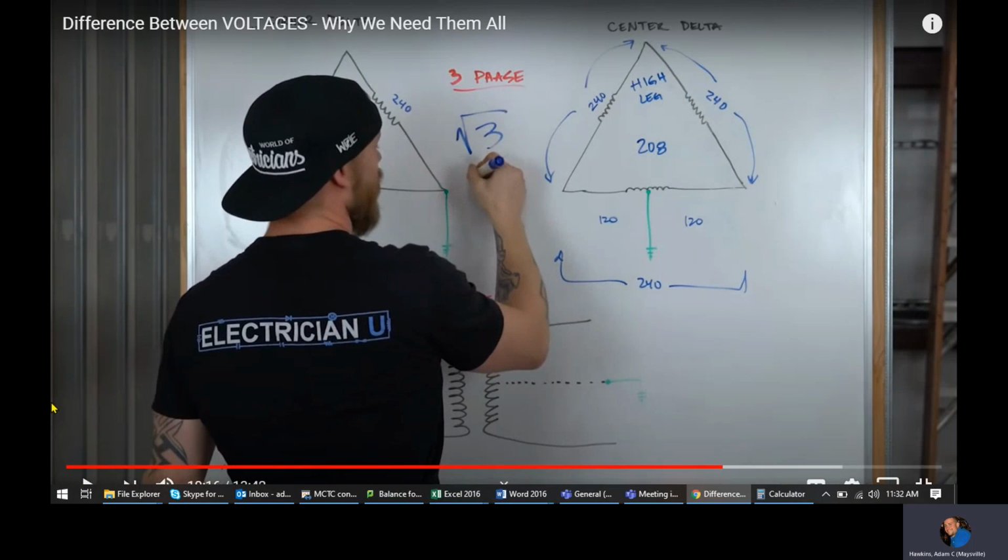So I said before, we have 208 in our lab, but we don't have 208 like this. We have 208 between two legs, 120 on each leg. This is 208 on one leg. So one leg to ground is going to read 208. That's why it's called a high leg or wild leg.